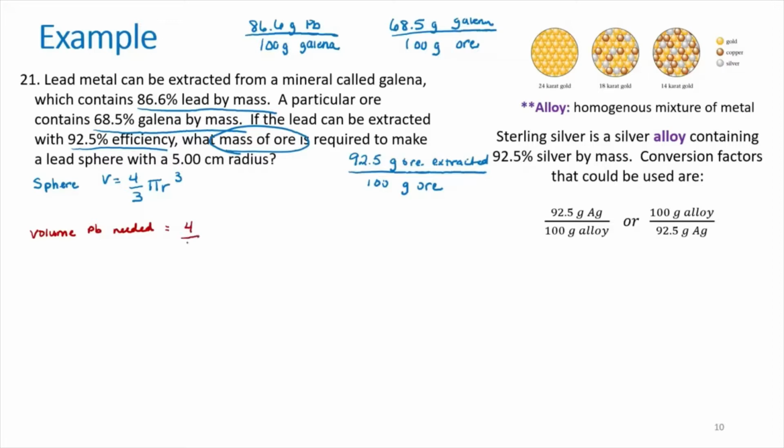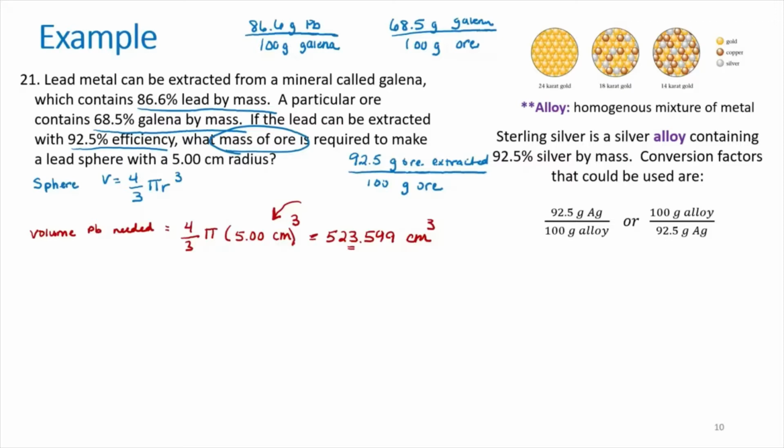We've got 4/3 pi. R is 5 centimeters. That told us what our radius was. Cubed. Calculate this out, and you're going to get 523.599 centimeters cubed. We cubed this entire thing, which means we cubed the 5 and the centimeters. We have 3 sig figs there, so technically our sig figs stop here at 523. I'm just not going to round quite yet.